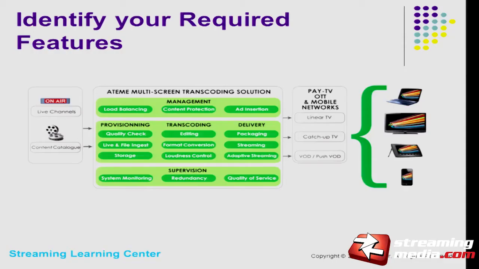And this is an interesting graphic from Elemental, who's a vendor. They're here at the show. What's interesting is it really defines a lot of the different features that I'm talking about. So, do you need load balancing? Do you need content protection? Do you need ad insertion? What kind of packaging do you need? Do you need loudness control for CALM Act? Do you need redundancy, any kind of quality of service or quality control? So it's not just taking a file and converting it to another file. It's all this stuff that you really need to consider in your buying decision.